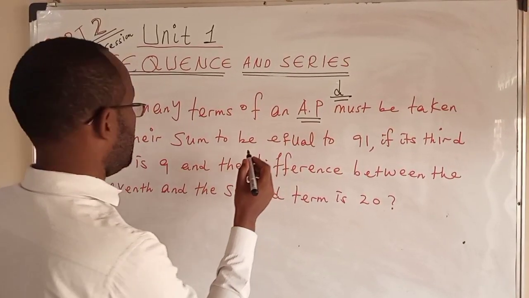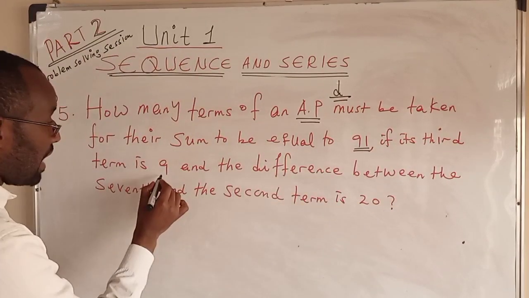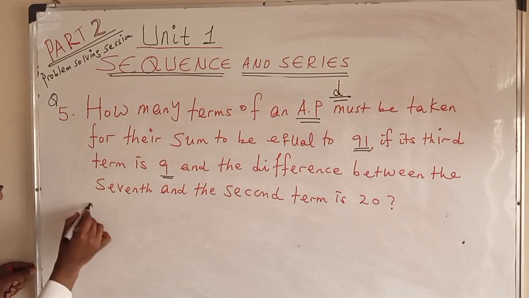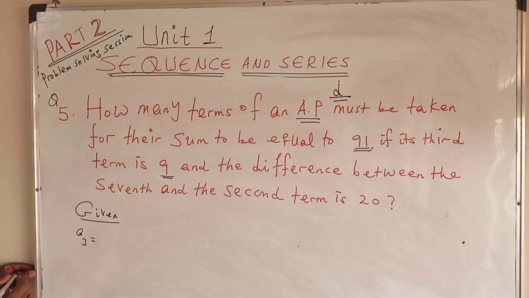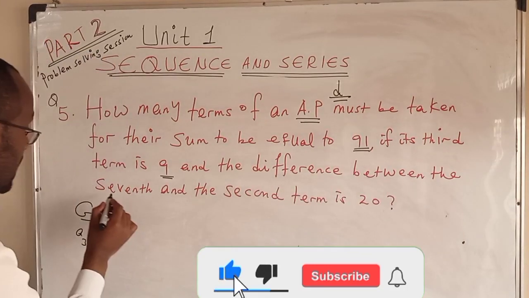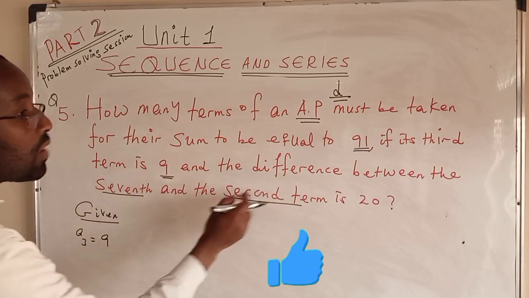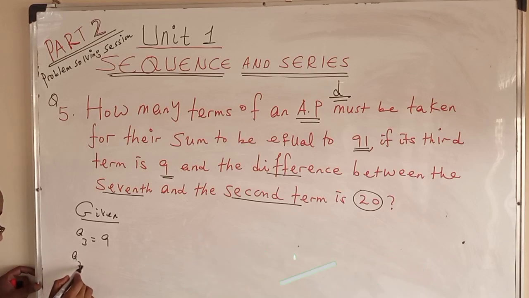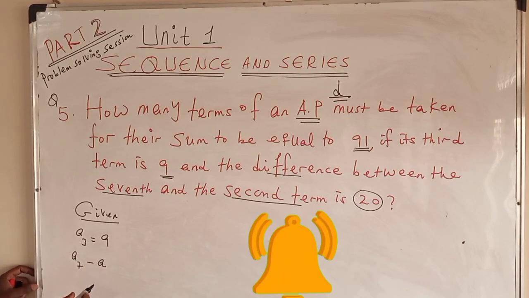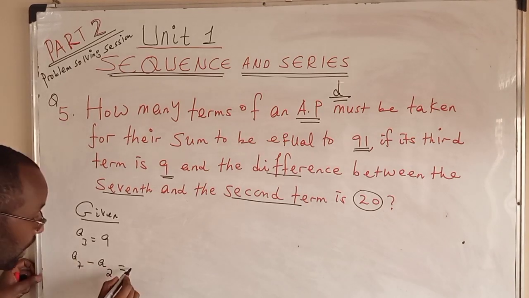Now here is for their sum to be equal to 91 if the third term is 9. Now we are given information, ኖታችን እስኪ እናውጣ. Given: the third term of the given arithmetic sequence is 9 and the difference between the seventh term and the second term, በሰባተኛው ተርም እና በሁለተኛው ተርም መካከል ያለው ልዩነት ዲፈረንስ ምን ያህል ነው ብሎናል እዚህ ጋር 20. ሶ እቺ ዴታ አድርገን የምንይዘው a7 minus a2, the second term, that is the difference between the seventh and the second term is 20.